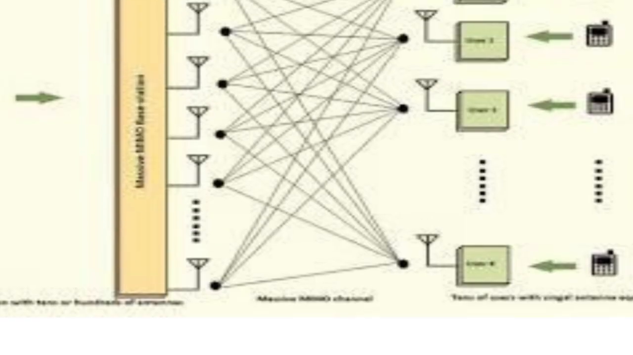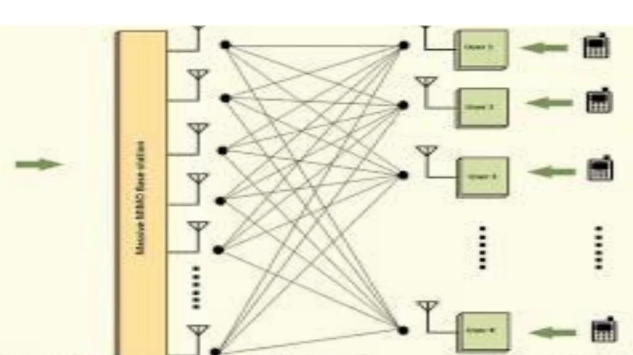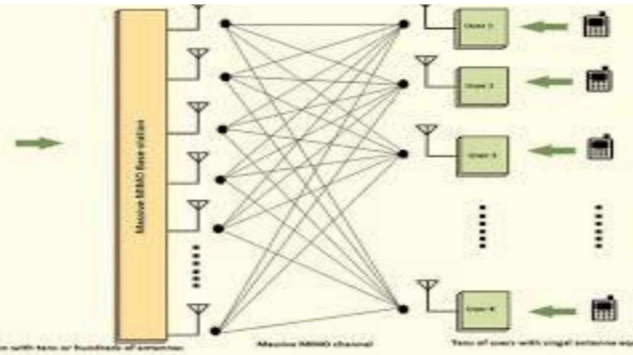So this is the MIMO system. See here how much beam forming they are forming and how many antennas they are using. MIMO means multiple input, multiple output networks. Through that only we can achieve high-speed networks.